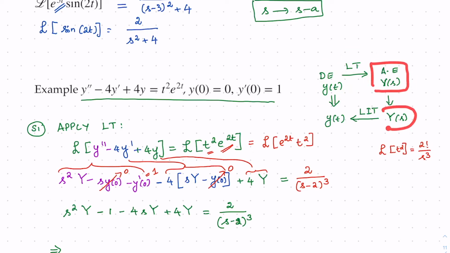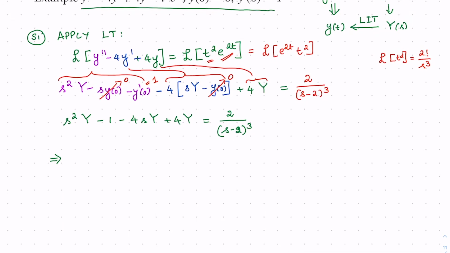Now our goal is to solve for Y of s. That's my step 2. I'm going to pull out the cap Y's, and you agree I'm going to have s squared minus 4s plus 4. I'm going to take this 1 to the other side. The negative 1 becomes positive 1, or in other words, add 1 on both sides. So I'm going to have 1 plus 2 over s minus 2 cubed.